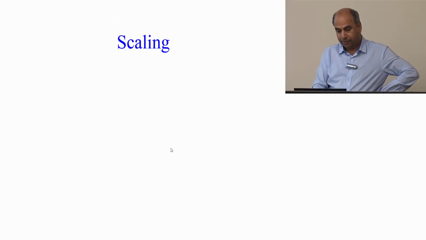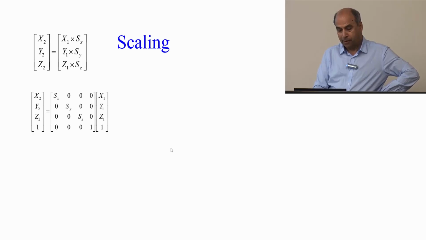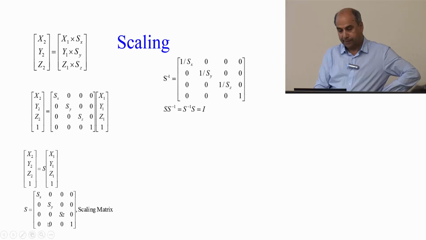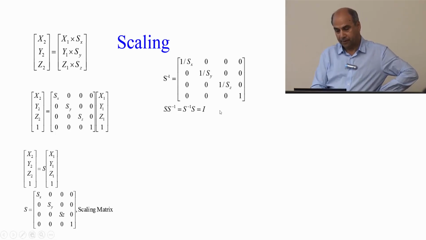Then you have scaling, where instead of adding, you multiply with some constants sx, sy, sz. Again, these will be on the diagonal, all the other entries will be 0, and there's no translation. This is our scaling matrix, and this will be the inverse scaling, which is 1 upon sx, 1 upon sy, and so on.